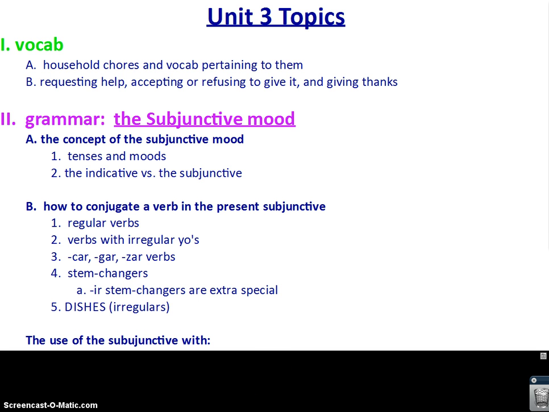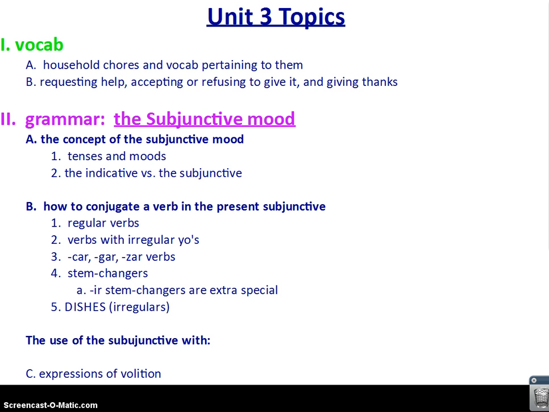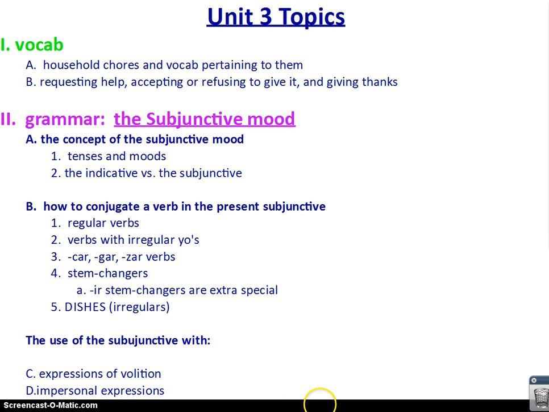And we're going to be talking about the use of the subjunctive with expressions of volition and impersonal expressions. If a lot of this seems very confusing right now or way over your head, don't be afraid. We're going to be talking about it in class and through these YouTube notes and hopefully making it much more clear.